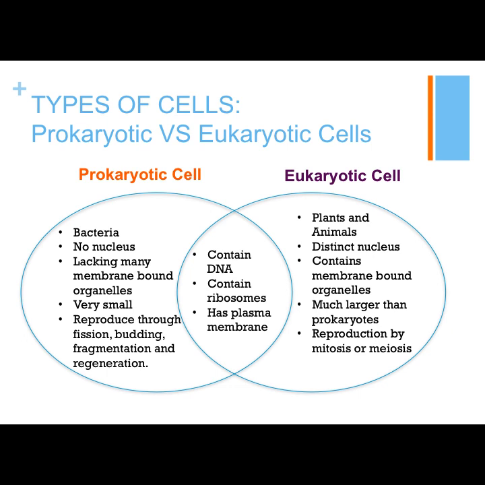Prokaryotic cells are often bacteria. They don't contain a nucleus. They're lacking many of the organelles that eukaryotic cells have. Very small, and they reproduce much differently than eukaryotic cells. Eukaryotic cells in general are plant and animal cells that have a distinct nucleus, more organelles, and are much larger. Both of these cells are similar because they both have genetic information, DNA, both have plasma membranes and contain ribosomes.